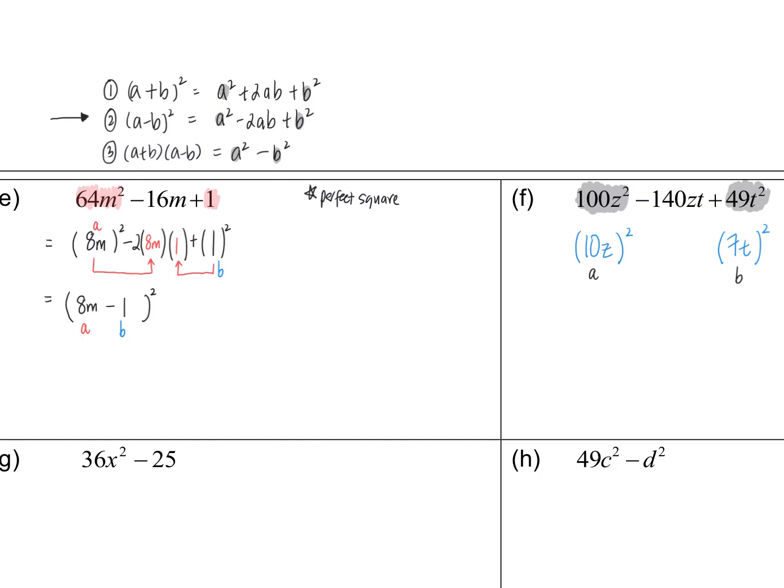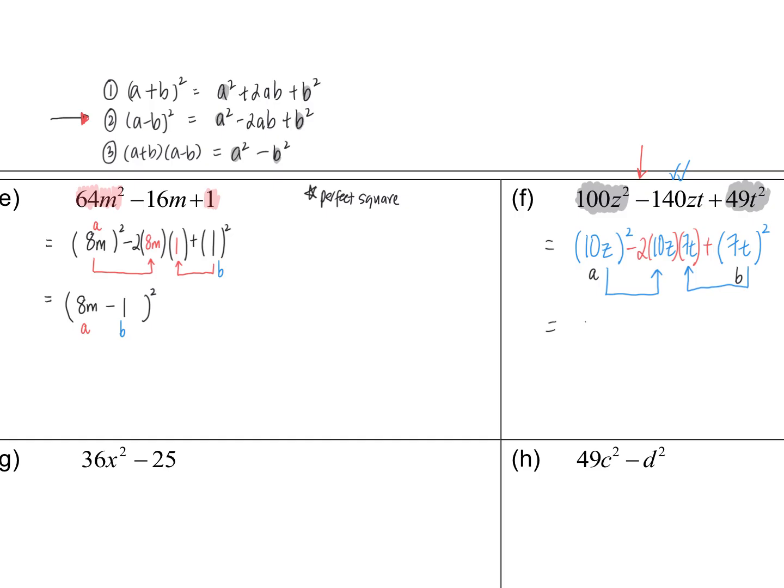So I check if I'm using number 2 as well, because since this is minus, then it will be minus 2ab. So I put in my a. I put in my b. And then I check, 2 times 10 times 7, indeed it is 140. And then my z and my t, that's why it's a zt up there. So the middle term is correct. I know I can proceed with my factorization.